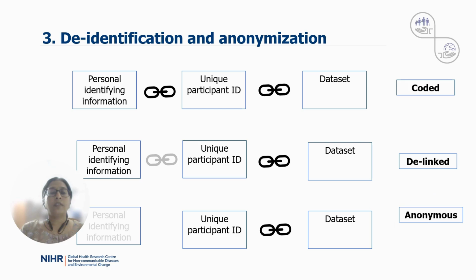It's not necessarily the same, because sometimes you might not even collect personal identifying information. All you have is a unique participant ID and a data set. And such data are called anonymous data. So you need to be clear what exactly you want to do. Do you want to have a de-linked setup, or do you want to collect a totally anonymous data set?